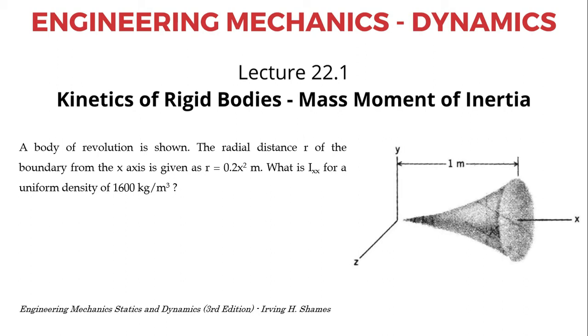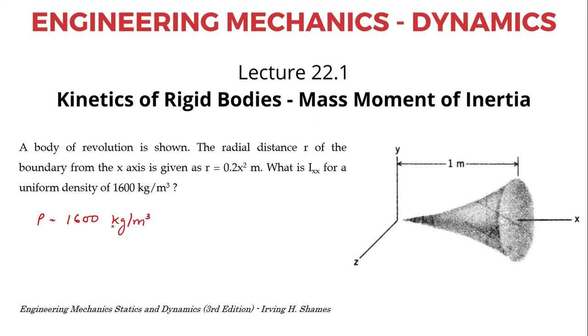The radial distance r of the boundary from the x-axis is given as r equals 0.2 x squared meters. What is the Ixx for a uniform density of 1600 kilogram per meter cube? So in this question, the density is given to you. Rho equals 1600 kilogram per meter cube.